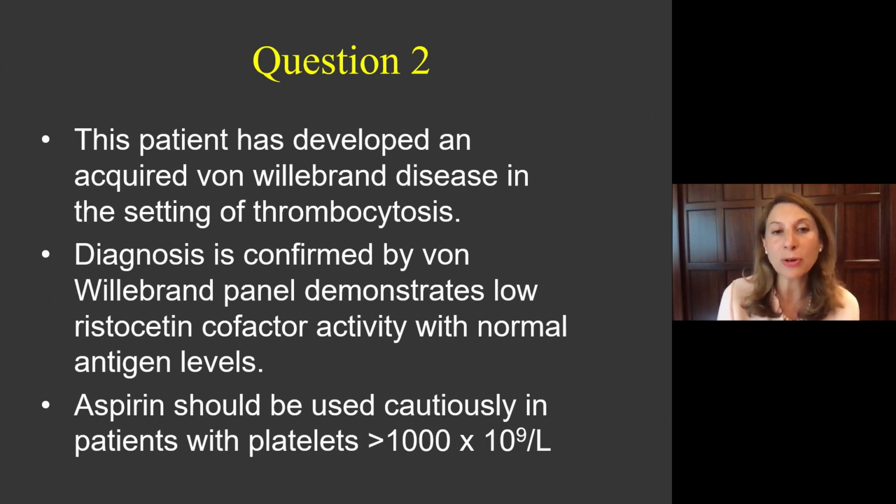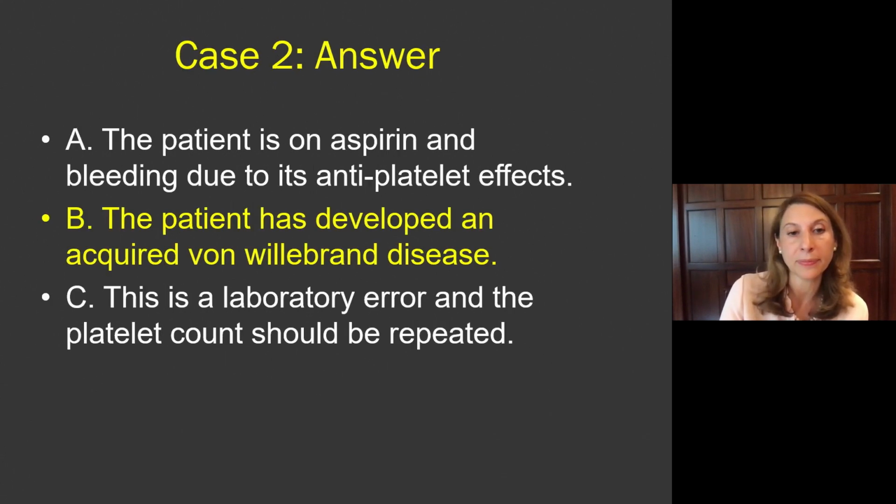So you can diagnose this by confirmation via von Willebrand panel, which will demonstrate low ristocetin cofactor activity, normal antigen levels, and of course, in these patients, that's why we need to be very, very careful when the platelet count gets over 1 million. We should consider that this could occur, and we should think twice about using aspirin when the platelet count is this high. So the answer for case 2 is correct: B, this patient has developed an acquired von Willebrand disease.